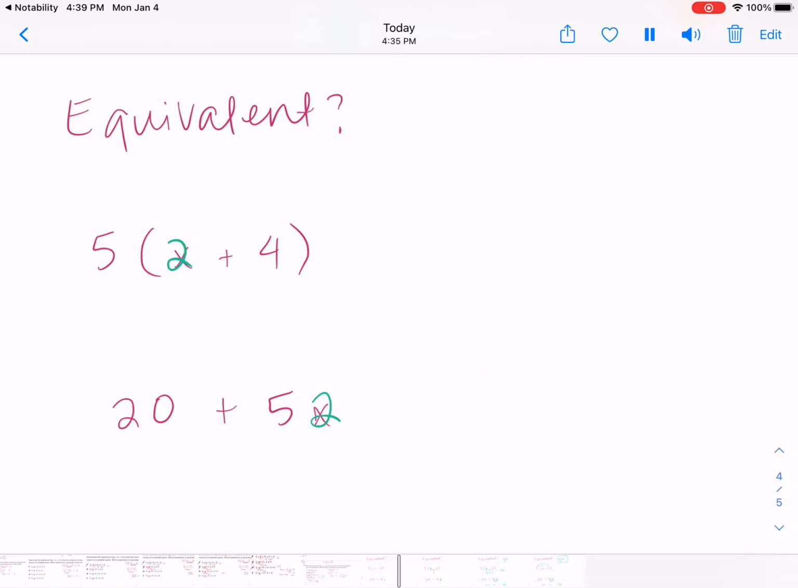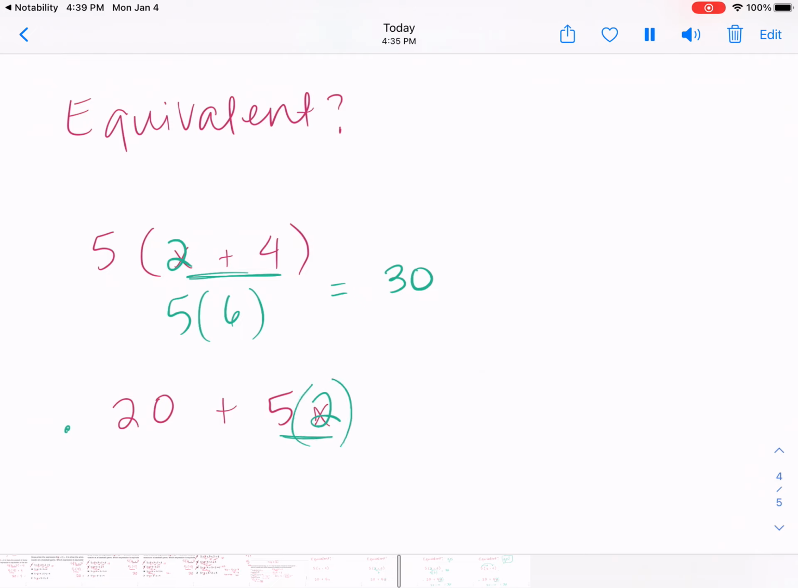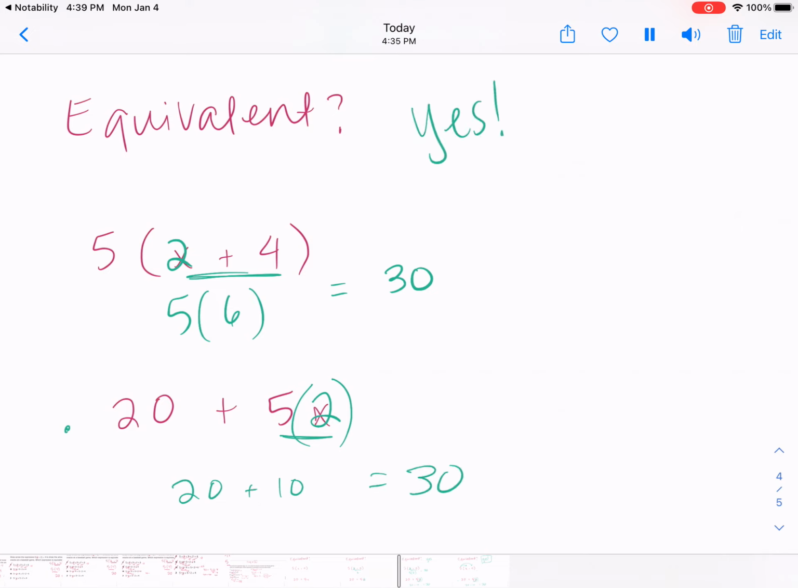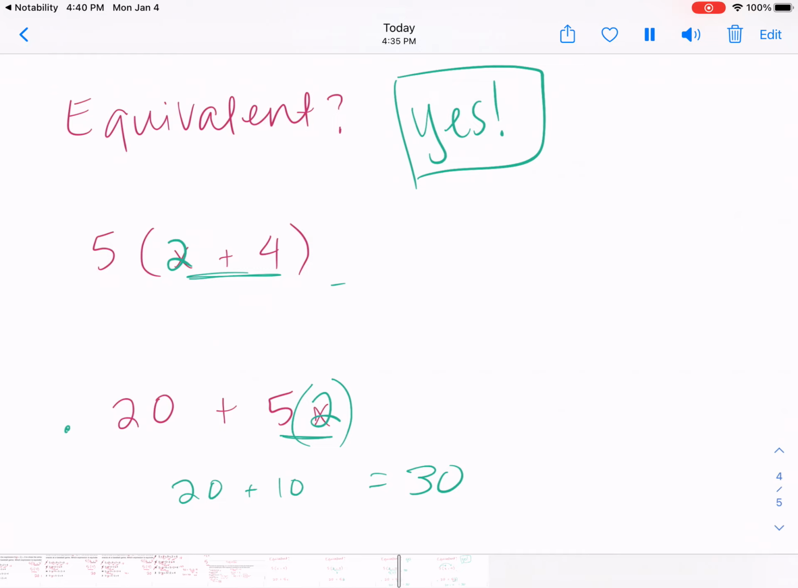So I know that I could distribute my 5, or I could just solve like GEMDAS. So 2 plus 4 is 6. So now I have 5 times 6, which is 30. So we want to make sure that this over here equals 30. So I know that I have 5 times 2, which is 10. So 20 plus 10, which is 30. Yes, they are equivalent.